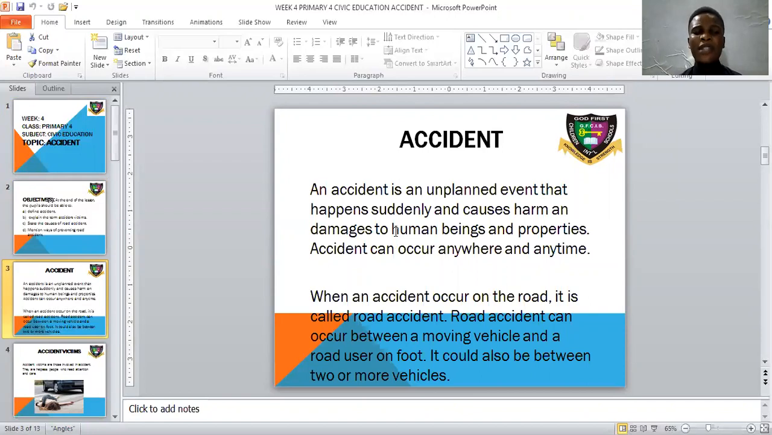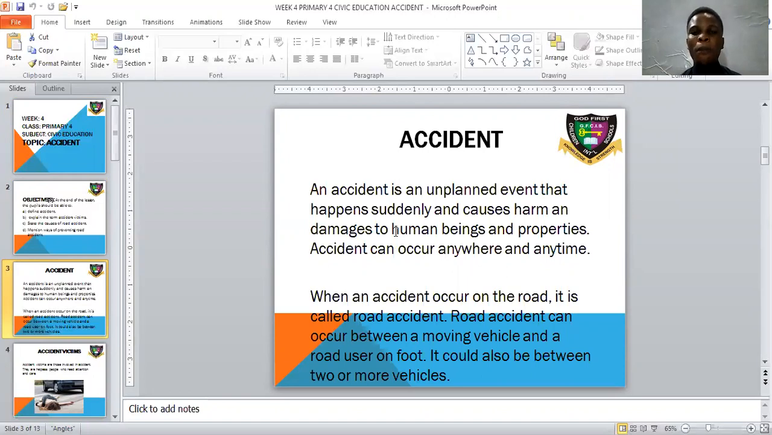Now, to give it a definition, we said an accident is an unplanned event. Do you plan for an accident? No, it is not possible. Is it possible for you to leave your house and say, I want to be involved in an accident? It is not possible. So an accident is an unplanned event.